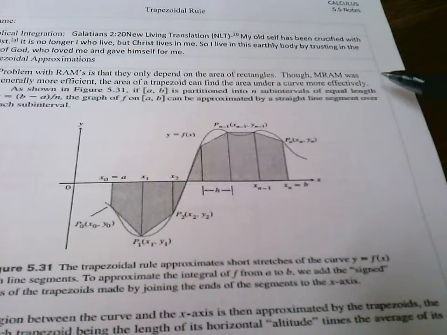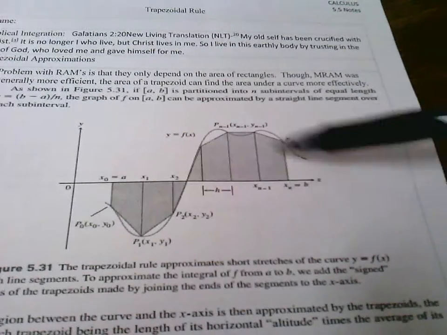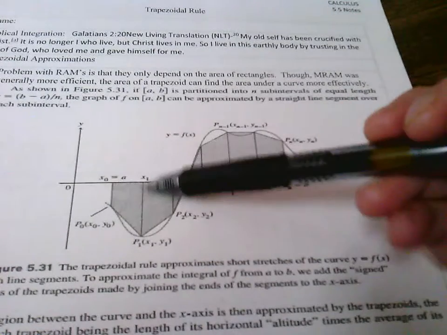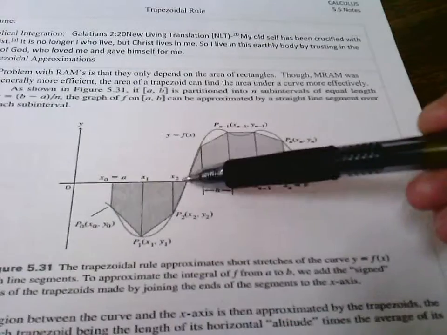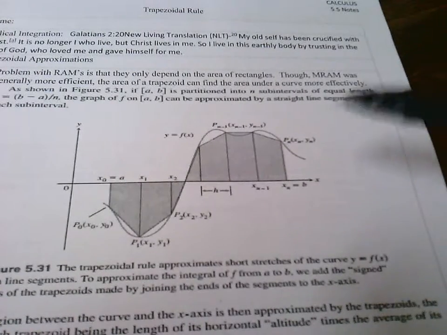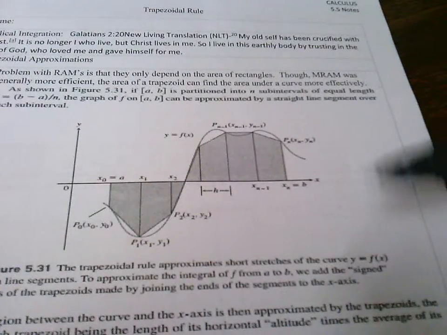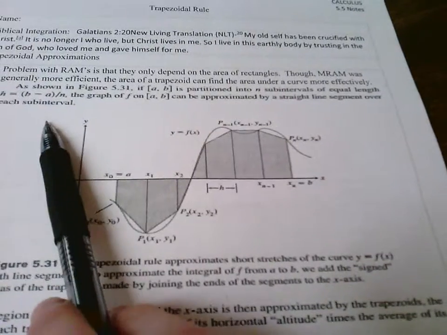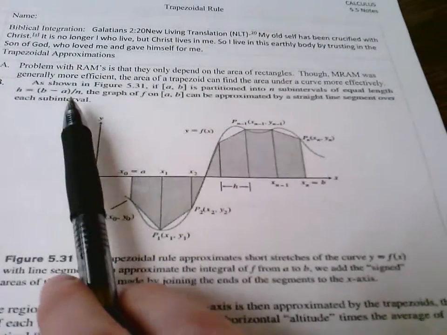So yeah, partitioned into n subintervals. So all these are n. So that's 1, 2, 3, 4, 5, 6, 7. So we got n equals 7 here, of equal length, h equals (b minus a) over n. So that would be b minus a over the number of subintervals.